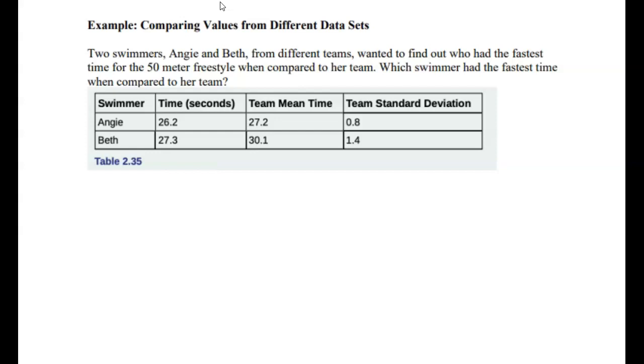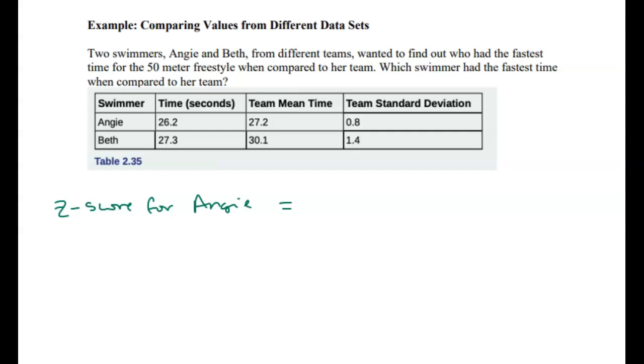So if I want to compare Angie with the rest of her team, we can see that her score is below the mean, below average, but you also need to take the standard deviation into account because this gives you an idea of how spread out they are. The smaller the standard deviation, the closer the times are together. So you find the z-score for Angie.